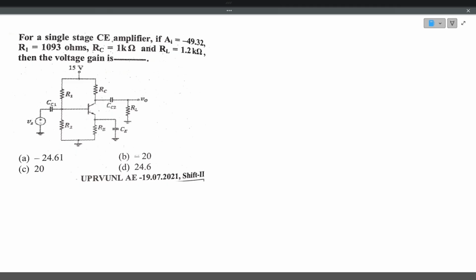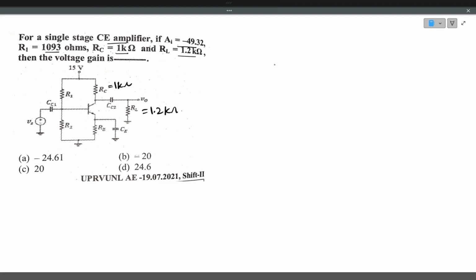For the single stage CE amplifier, the current gain AI is minus 49.32. R1 is 1093 ohms. RC, the collector resistance, is 1 kilo ohm. Load resistance is 1.2 kilo ohms. Now he's asking to calculate the voltage gain.